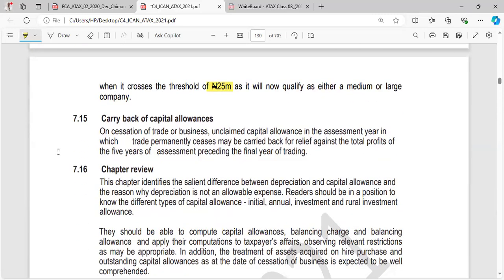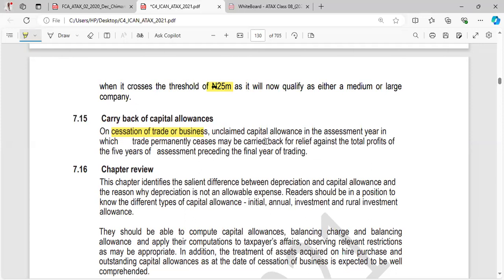Then we talked about carry back of capital allowances on cessation of trade or businesses. All unclaimed capital allowances are carried backward from the year of cessation. You will take it backward. The year of cessation is usually, let me call it the ultimate year, though that name is obsolete now. The year of cessation is better used now. The year before the cessation used to be called penultimate year, so let me still borrow that word. From the penultimate year, you will start carrying it backward.